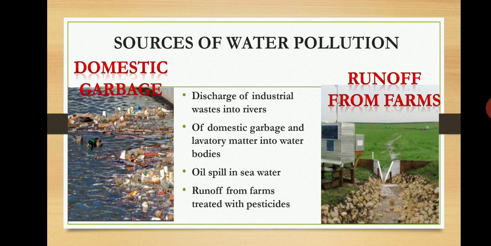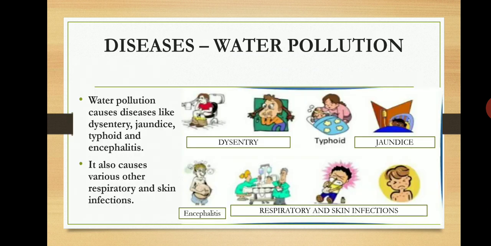Runoff from farms treated with pesticides means that we put a lot of pesticides on our crops, and then we also water them. The pesticides get soaked into the water and run off, and that water ultimately joins a river or a stream. So the pesticide gets carried into the water bodies nearby. That is the runoff. Runoff means the water carrying pesticide from the plants or crops flows into the rivers, wells or lakes nearby. So these are the human-made sources of water pollution.